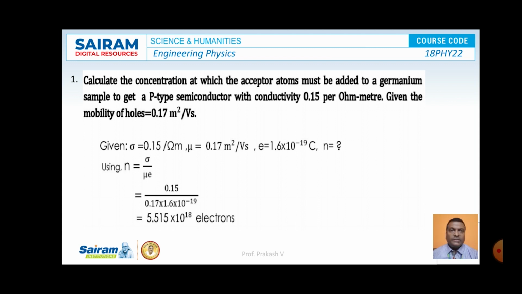On simplification, the value of N, that is number of electrons per unit volume of the material, is calculated as 5.515 into 10 to the power of 18 electrons. So this is the solution. In case of p-type semiconductor, we are calculating the value of N.